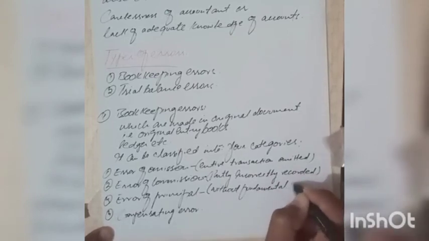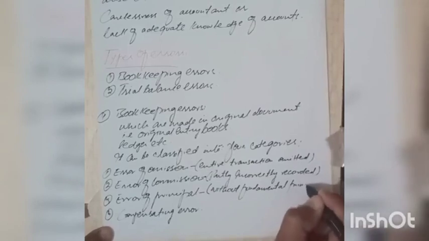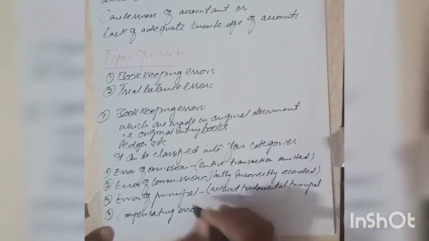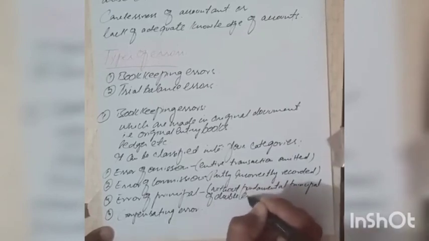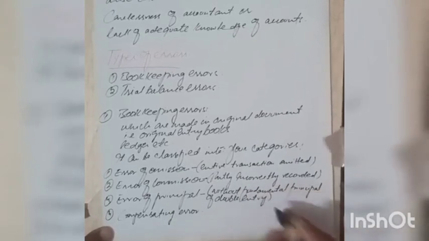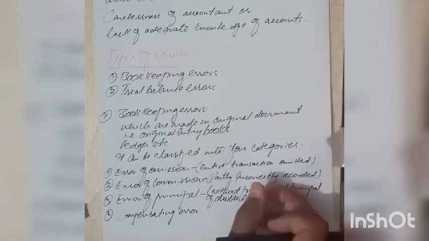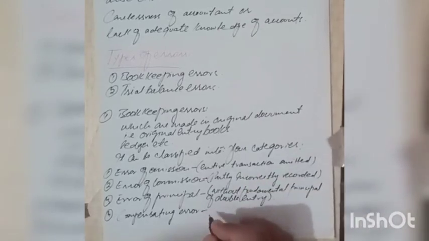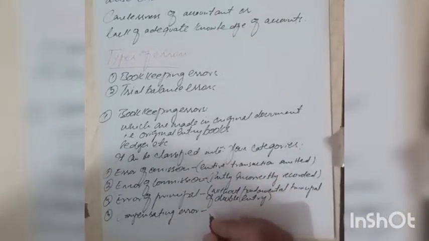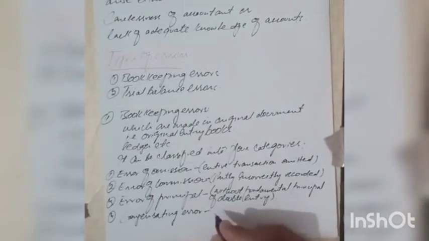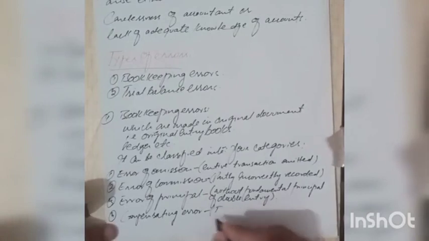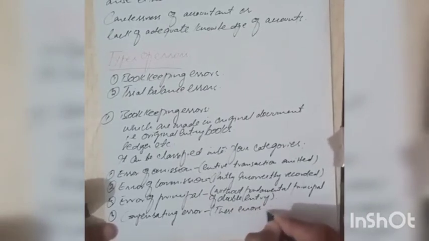So here we discussed 3 types of errors. Now I'm going to tell you about the compensating error. That is the error which cancels them out. Suppose an error of 5,000 on the debit side of an account may be compensated by an error of the same amount on the credit side of another account. It is called compensating error.